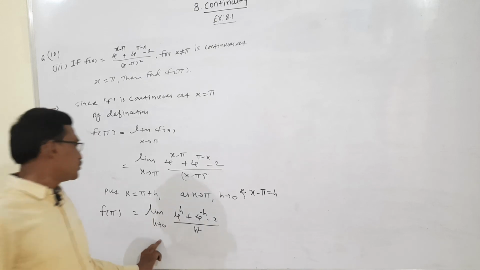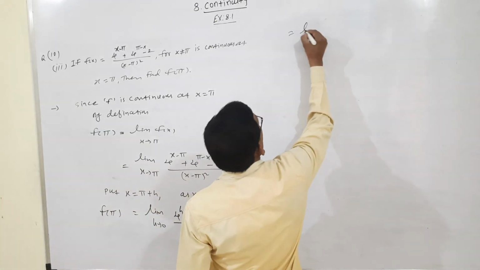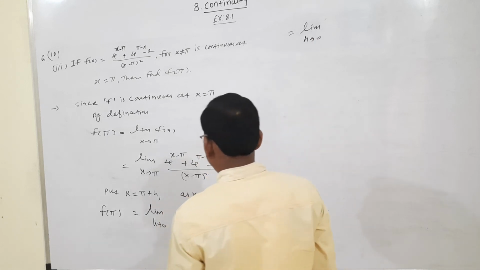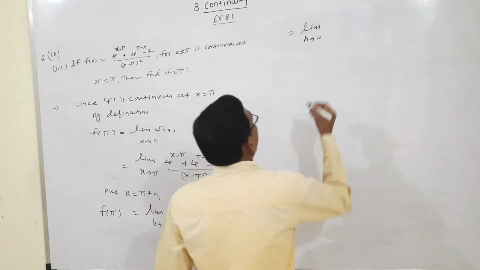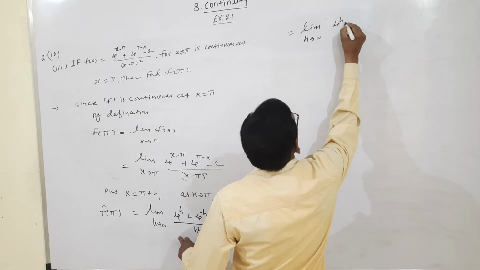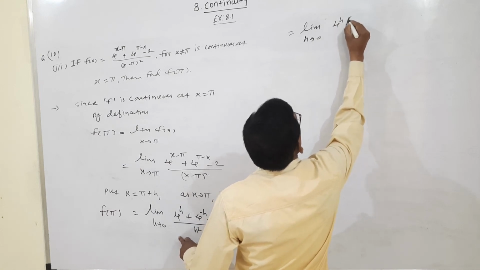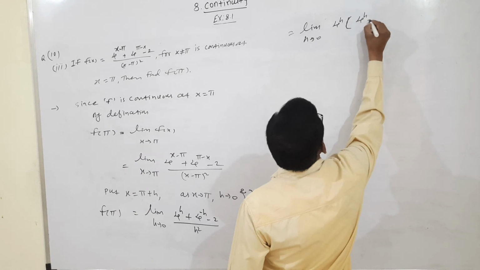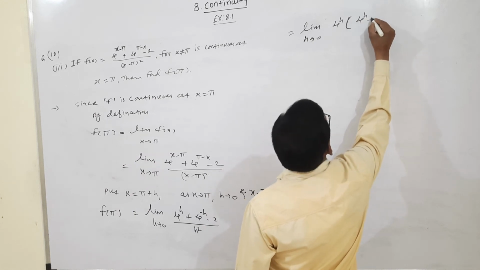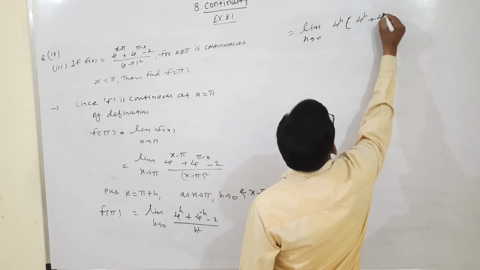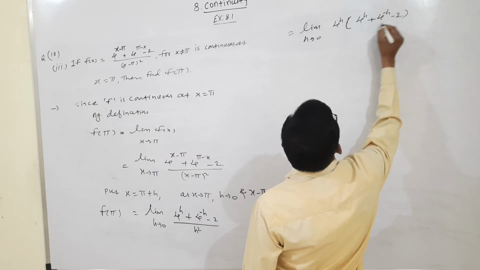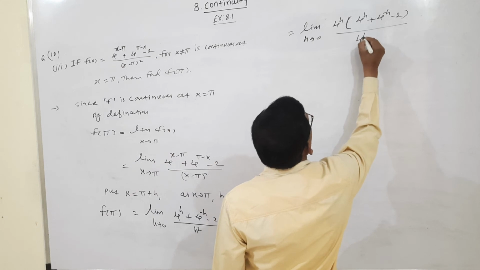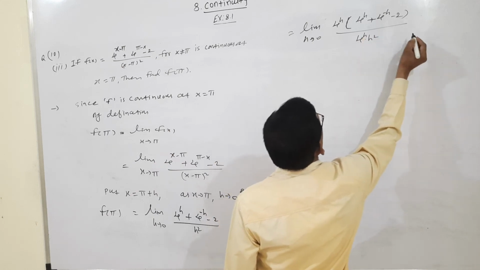So now, limit as h tends to 0, we multiply numerator and denominator by 4 raised to h. We multiply numerator and denominator by 4 raised to h: 4 raised to h plus 4 raised to minus h minus 2, divided by 4 raised to h into h square.